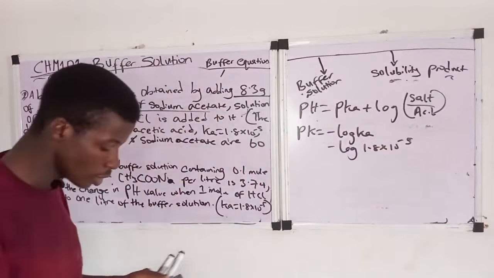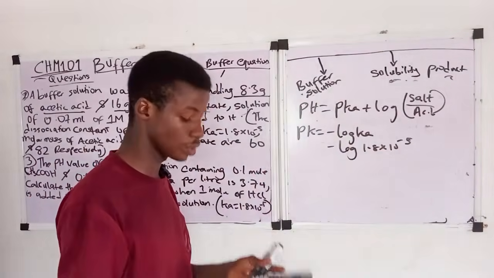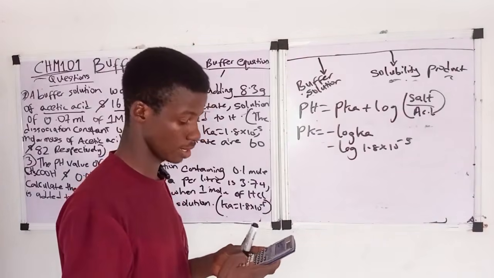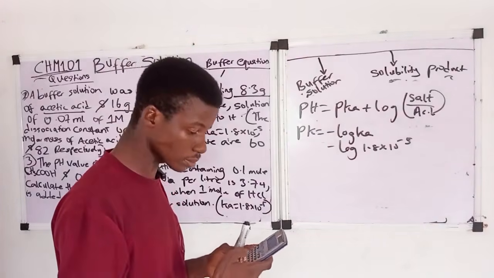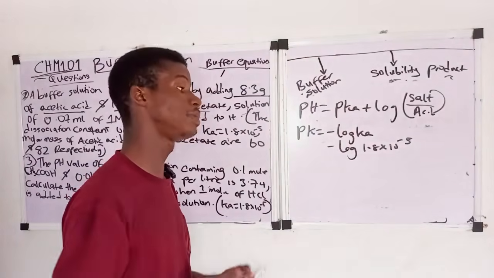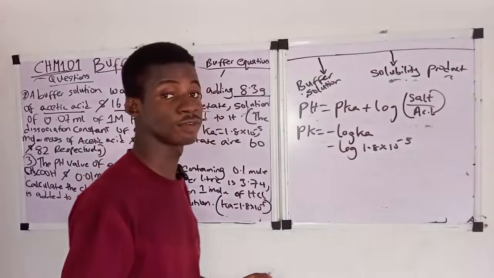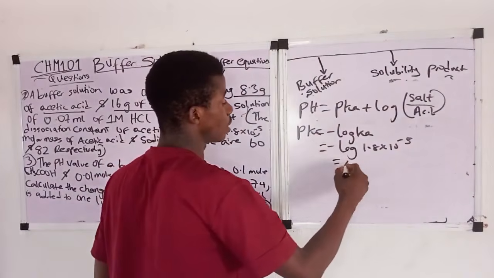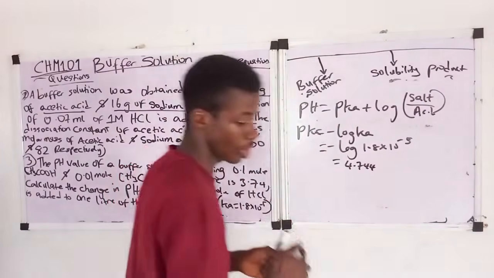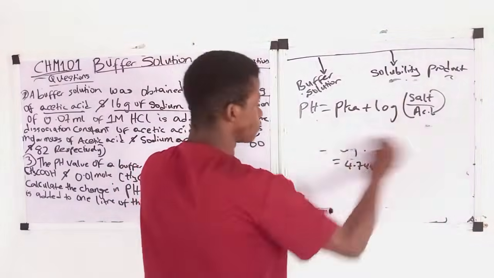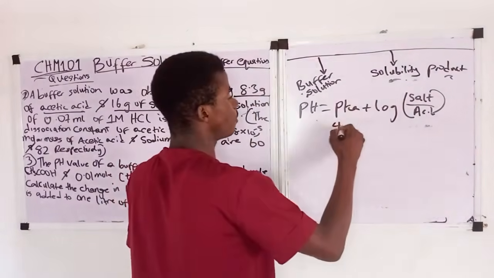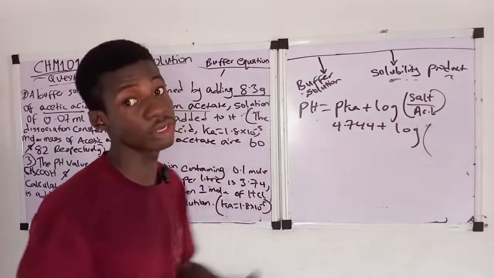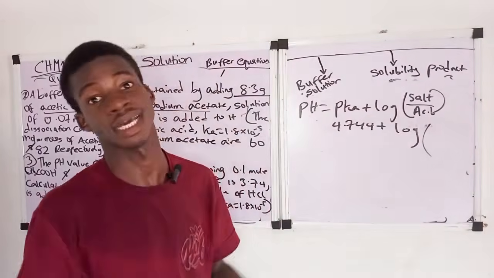So minus log 1.8 times 10 raised to power minus 5, our pKa is 4.744. So let's put it here: pKa is 4.744, then plus log. Remember, I told you guys that we make use of moles so that you can easily get our answer.